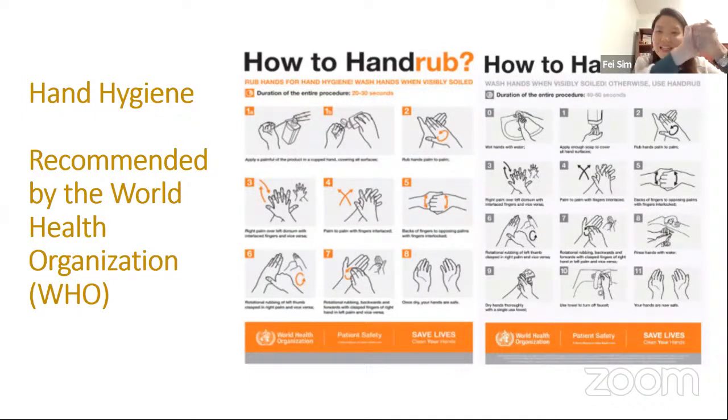And then you must clean the fingers, clean your thumbs, clean the fingernails, and then wash and rinse with water. On the left-hand side here, you see how to hand rub. Hand rub means you're not using water. You're just using one of those alcohol hand rubs. Because of COVID-19, I'm sure you all know about using alcohol hand rub, if it's still available, because in Australia it went out of stock initially, but it is now back in stock. If you use alcohol hand rub, it should also be at least 20 to 30 seconds.